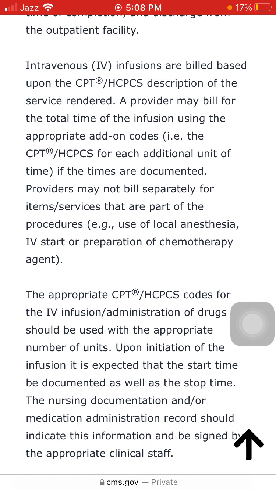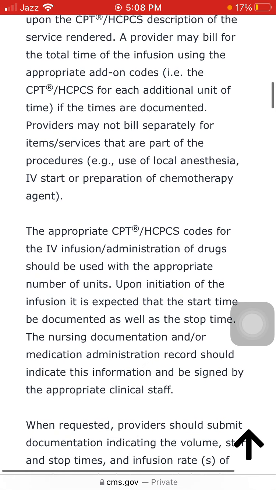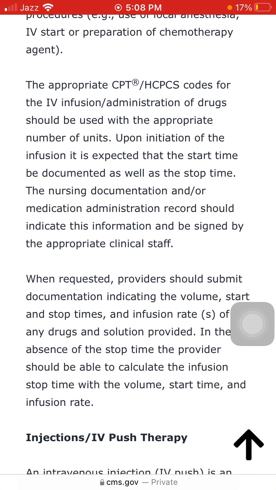Intravenous (IV) infusions are billed based upon the CPT HCPCS description of the service rendered. A provider may bill for the total time of the infusion using the appropriate add-on codes, i.e. the CPT HCPCS for each additional unit of time. If the times are documented, providers may not bill separately for items or services that are part of the procedures, e.g. use of local anesthesia for IV start or preparation of chemotherapy agent. The appropriate CPT HCPCS codes for the IV infusion administration of drugs should be used with the appropriate number of units.